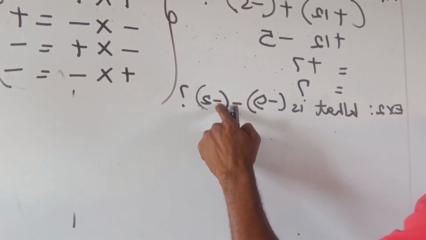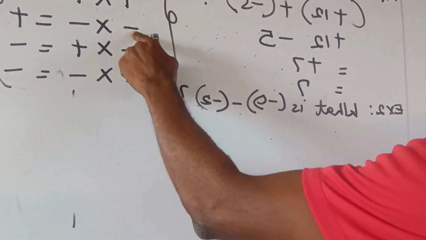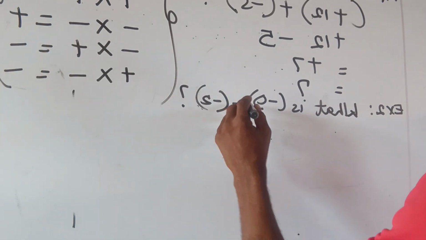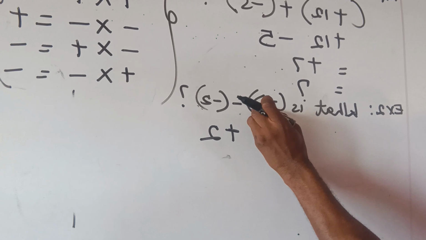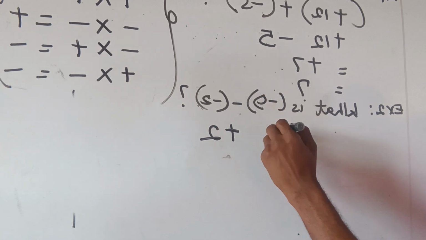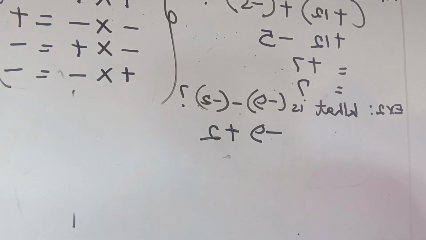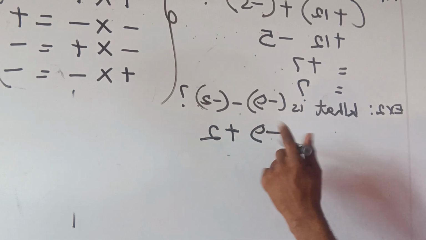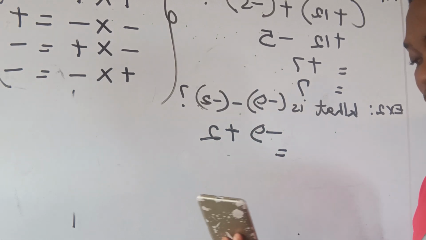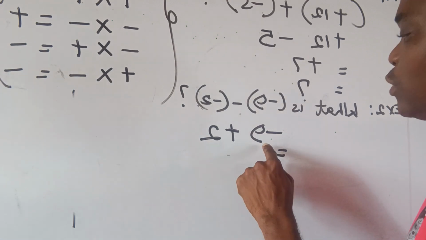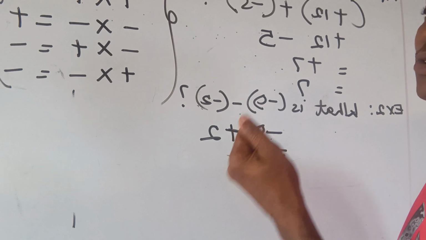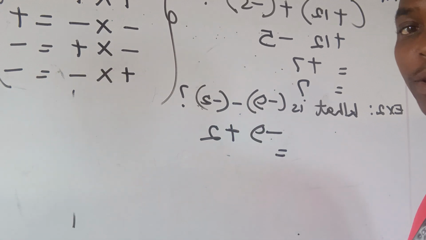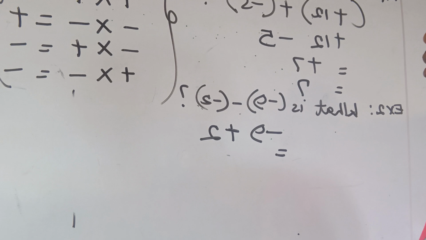Minus times minus. From what I said earlier, minus times minus will give us plus. So minus times minus is plus. That's plus 2. Then I bring down this one, that's minus 9. Right? So minus 9 plus 2. What do you think minus 9 plus 2 will give us? I'm indebted to the tune of 9 naira, but I have 2 naira with me. So I haven't dropped the 2 naira, I will still be owing. How much do you think I'll be owing? I'll be owing 7 naira.